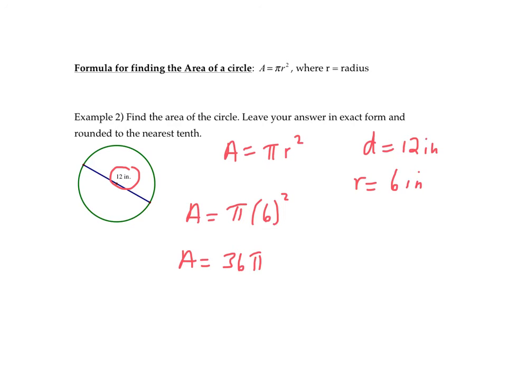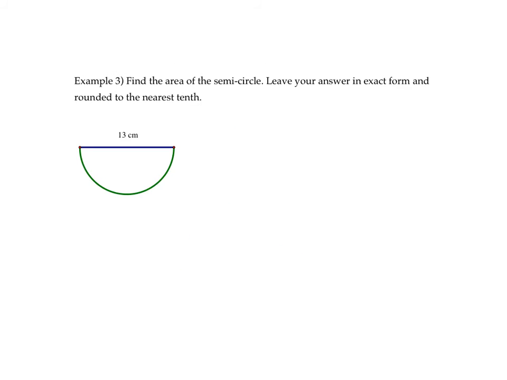Now, because it's an area, we have to put it into square units. So we're going to have inches squared. Okay, that's the exact area. If we use the pi key on the calculator, take 36 times pi on your calculator, we're going to round that to the nearest tenth. So its approximate area would be 113.1 inches squared. In our final example, we're finding the area of a semicircle.